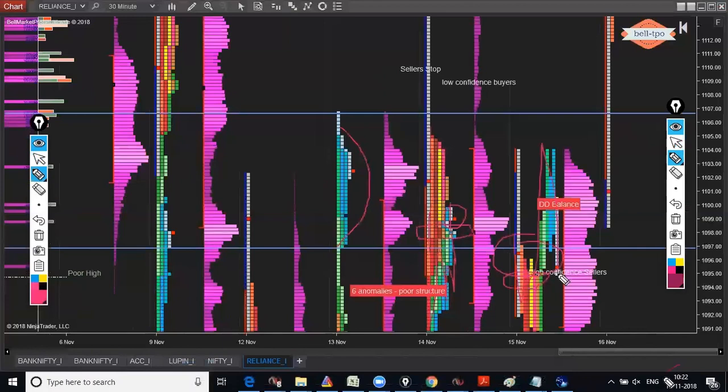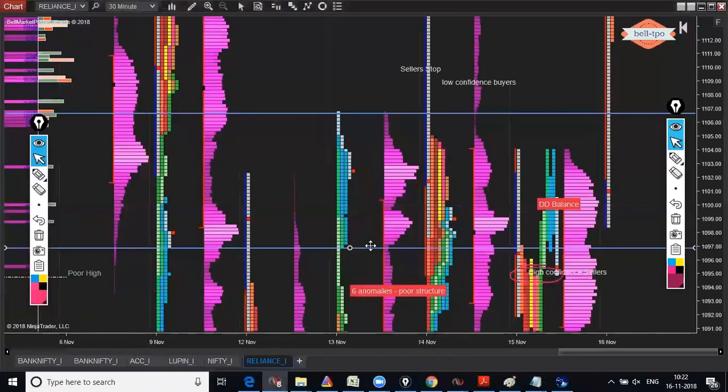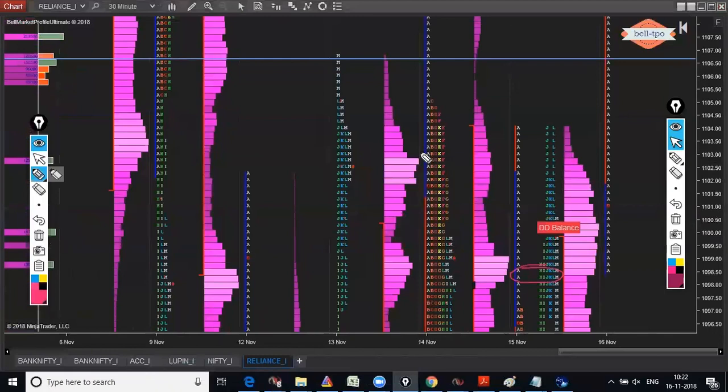So let me continue the video. Point of control, it's very confusing over here. Point of control got built below the double distribution balance very slightly, just 2 points down below the double distribution balance. I would say that acceptance came in, but at the same time, if you look into the structure, the day structure here at the day's high, A, J, L all are having exactly matching reference.